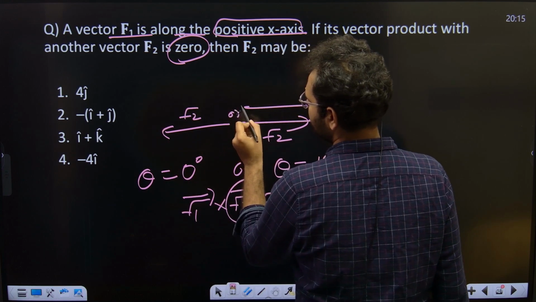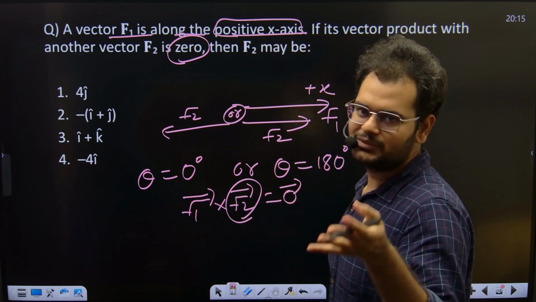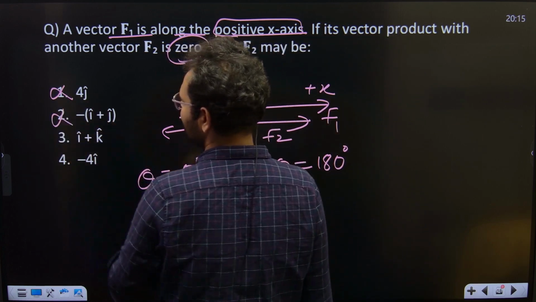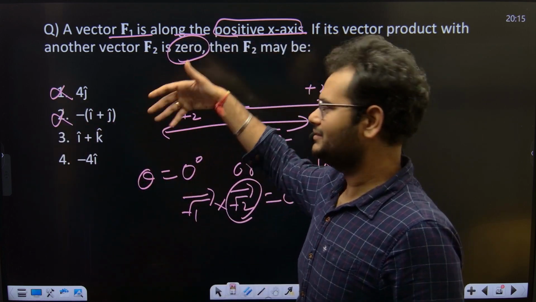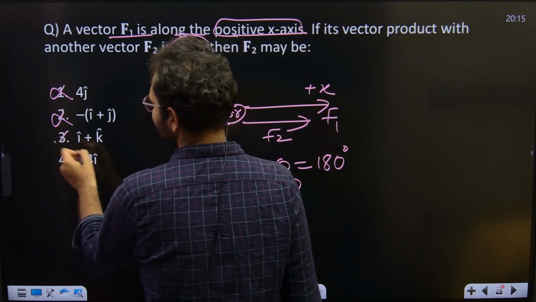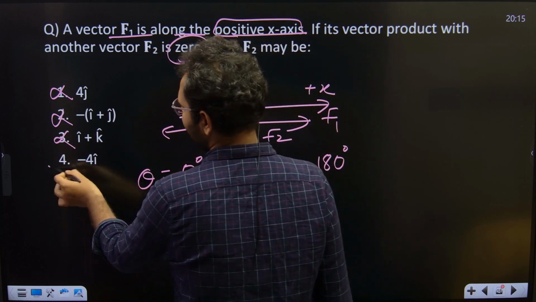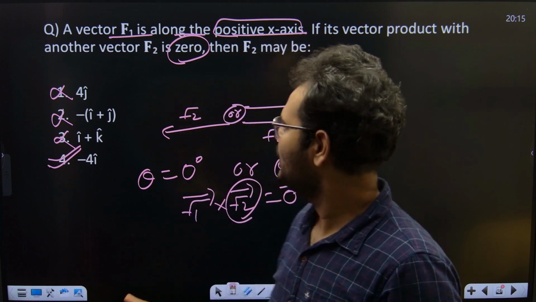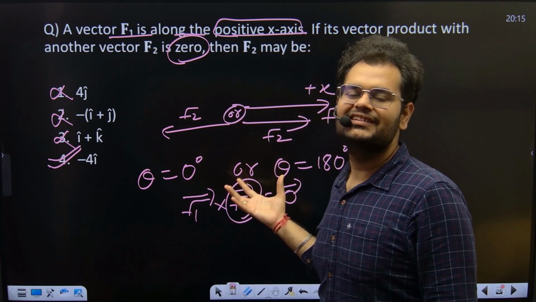So see which option is there. Come on. Is this? No. This is the y-axis. No. This is also not true, because this is x, y and some other vector is there. No. This is also not true. Minus 4 i cap. Correct. Only basic concepts. Nothing else.